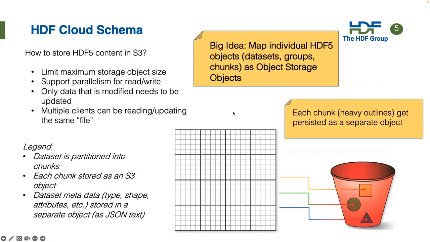So in HSDS, we have a schema that is sort of like DMR++ in that each object has its metadata stored as JSON, and then dataset chunks can be stored either as separate S3 objects, or if you're mapping to an HDF5 file, you just store the location of that chunk and then use the S3 range get mechanism to fetch the chunk as needed. So when we have a dataset, say these dark lines are the chunks, each of these chunks gets stored as either a separate object or a separate position within an HDF5 file. And then the dataset metadata, the type, shape, attributes are all stored in a different object as JSON.